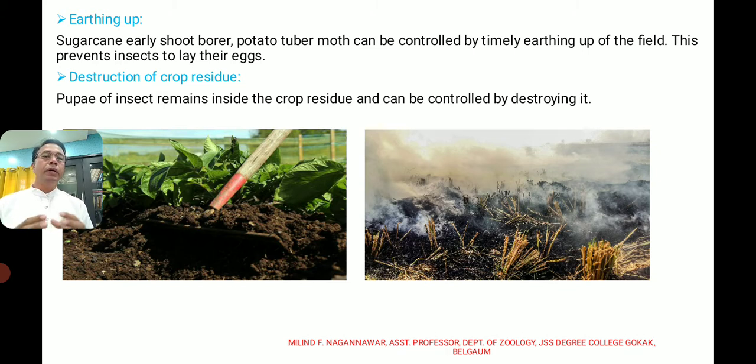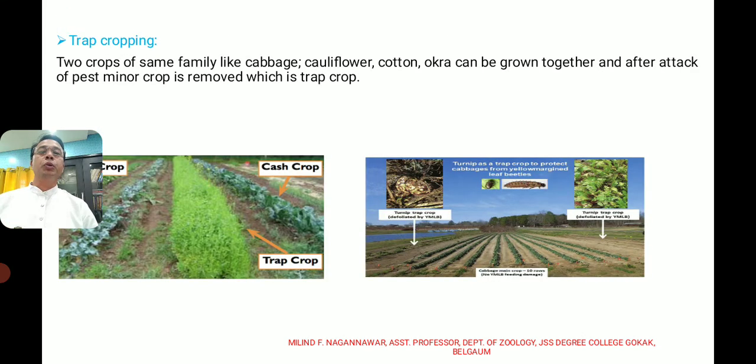Destruction of crop residue. Once the crop is harvested, those residues should be destroyed, because the pupae of insects remain inside these crop residues. So most of the farmers burn these crop residues to kill the pests. That is the destruction of crop residues, to remove the pupae.